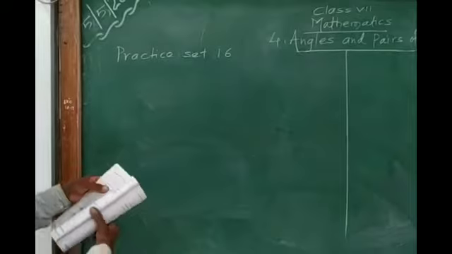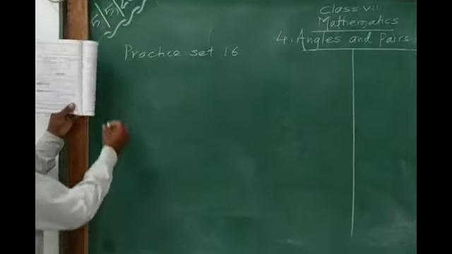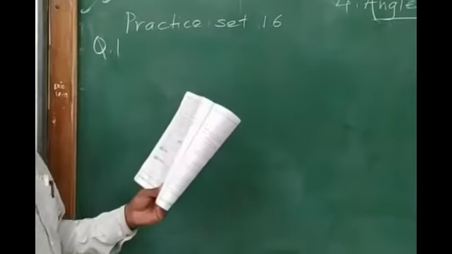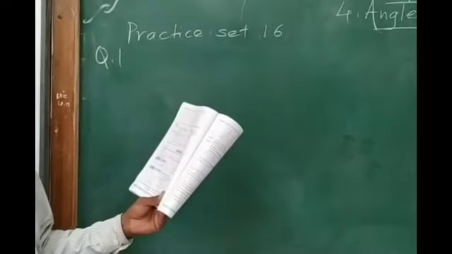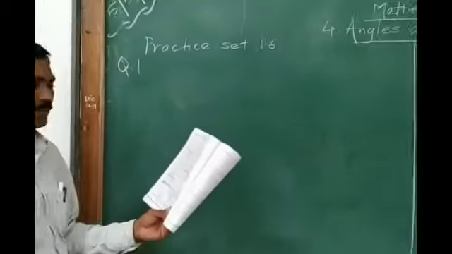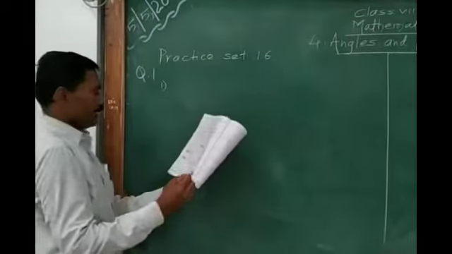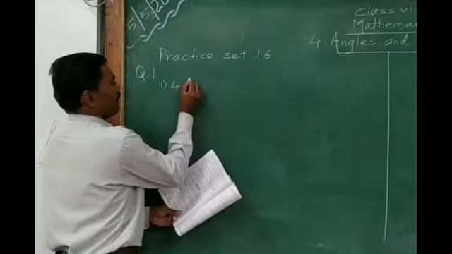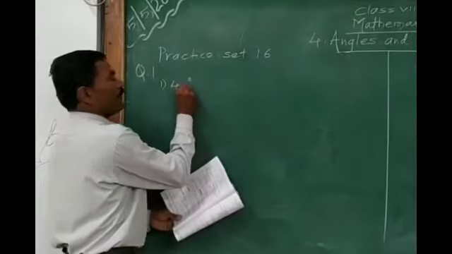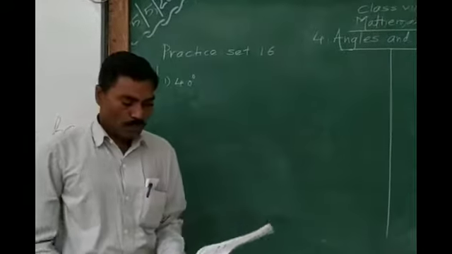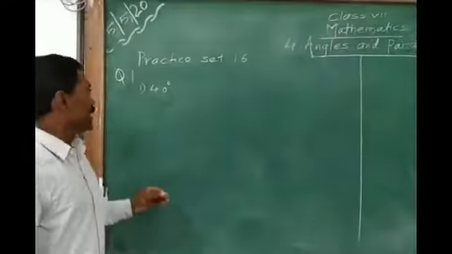Let us see the first question of practice set 16. The measures of some angles are given below. Write the measures of their complementary angles. In that, the first is 40 degrees. We have to find the measure of the complementary angle of 40 degrees.